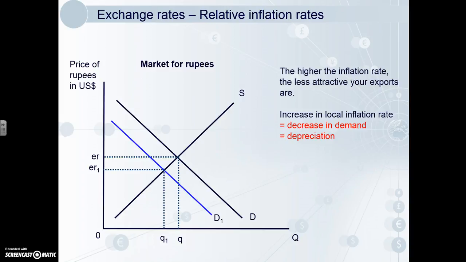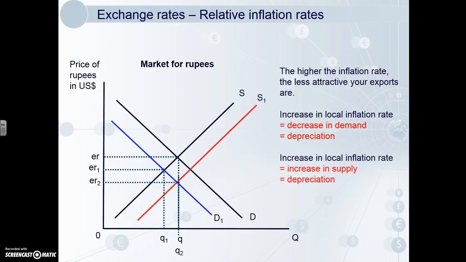If India's local products are more expensive, Indians have a greater incentive to import because they can get things cheaper. As we've seen previously, if they import more, they are increasing the supply of rupees, S to S1, shifting the curve to the right. Both of these lead to a depreciation of the rupee.